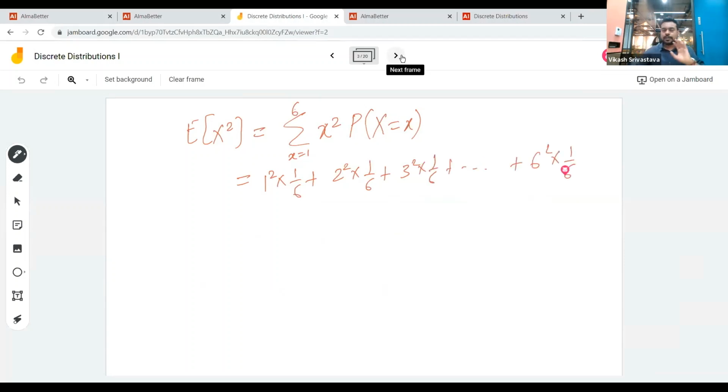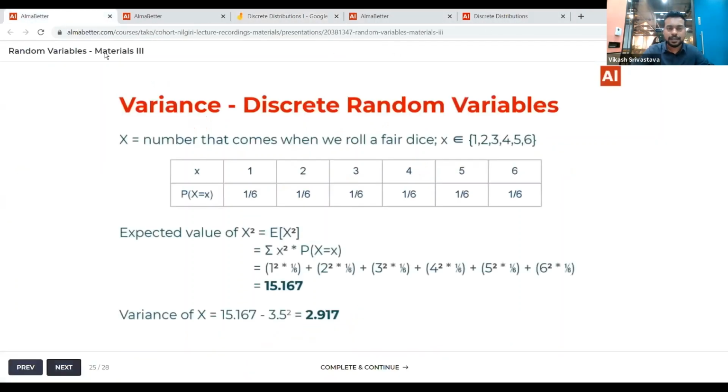Here we want to calculate the variance of X, and you know that the variance of X is nothing but the expectation of X squared minus the expectation of X whole square. So this is what we have, and let's see what we are getting here. This value is 15.167. The expectation of X whole squared is essentially something squared, and this is our mean, which is 3.5.